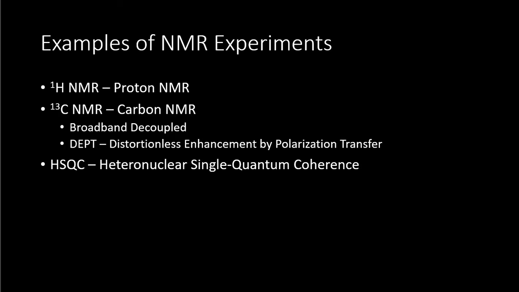Some examples of NMR experiments include proton NMR using the hydrogen-1 isotope, and carbon-13 NMR, of which there are two typical types, broadband decoupled and DEPT NMR. There is also HSQC for connecting two different spectra.